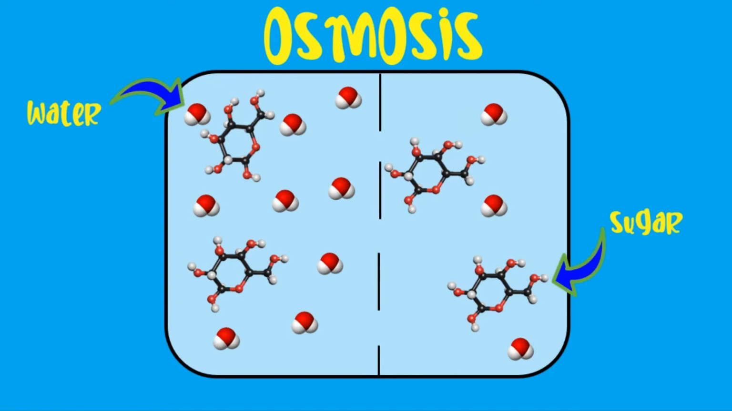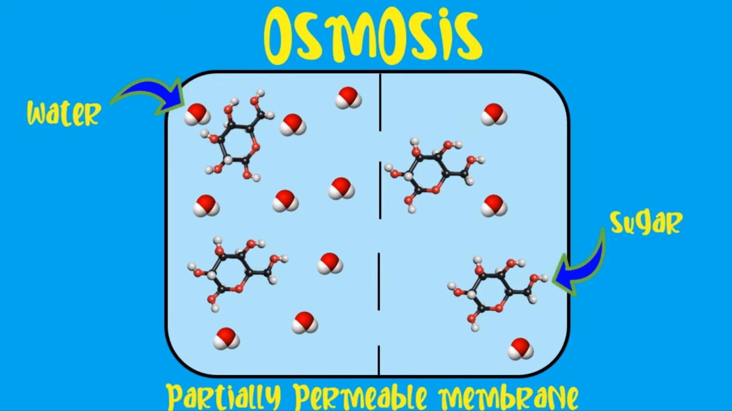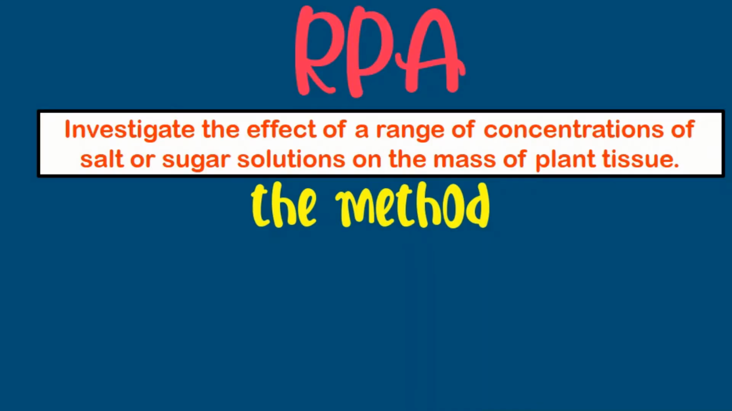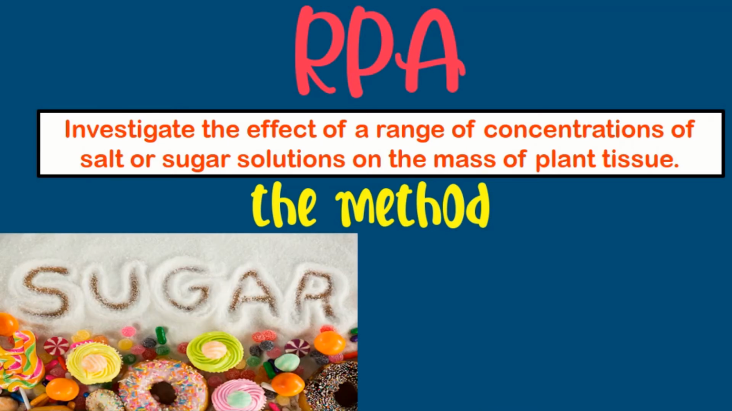There's my water, there's my sugar, there's my membrane, that dotted line. And the water is in a high concentration on the left and the right. So this will happen. High-tech animation is going to go from a high concentration to a low concentration until the concentration on each side is pretty much even.